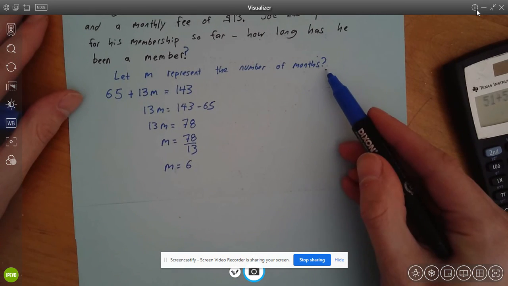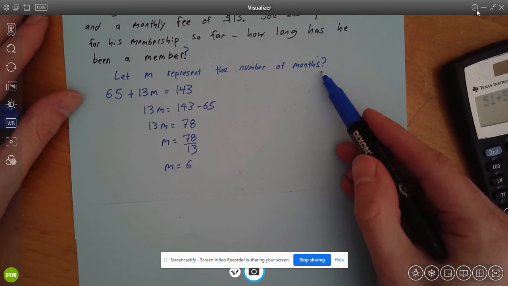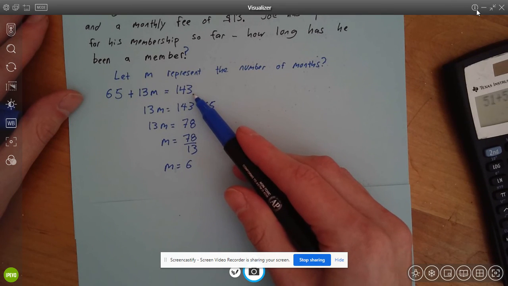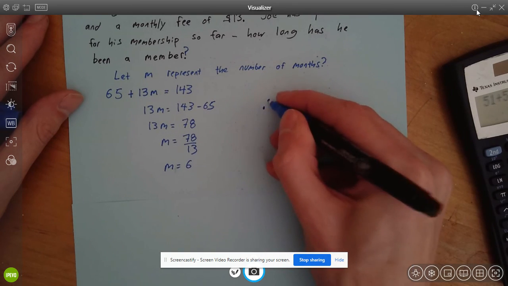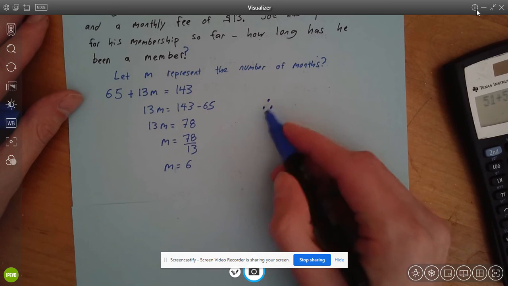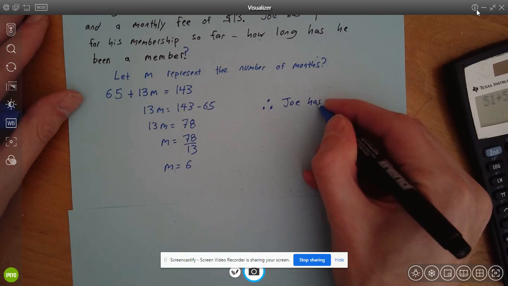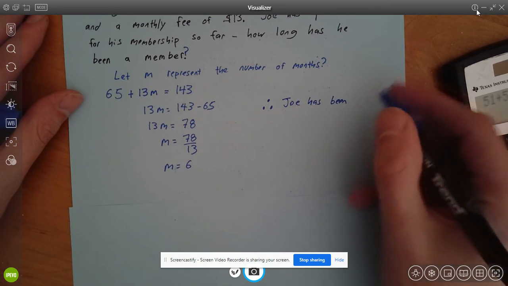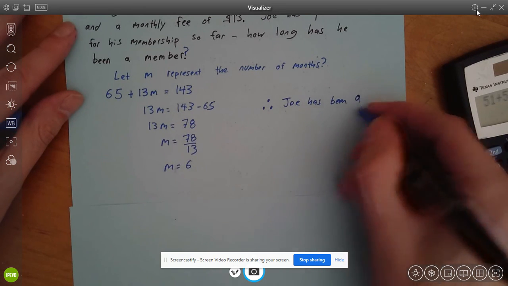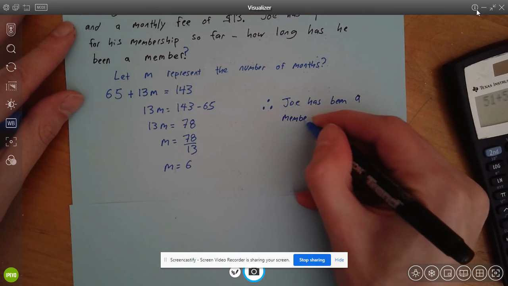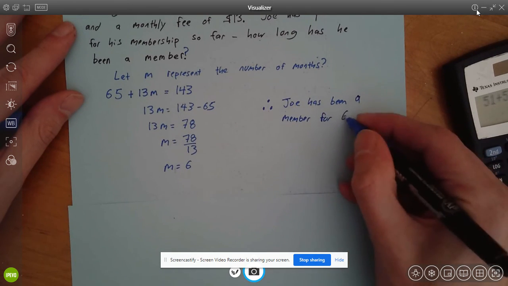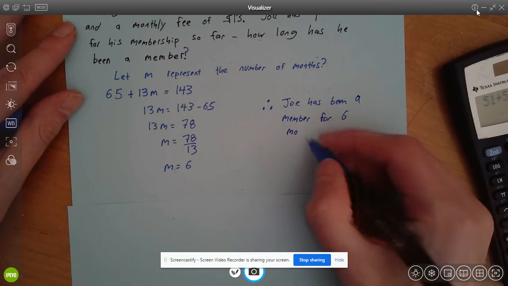So again, I've defined my variable, I've translated my English into math, I've solved the math, and so my last step is to write a therefore statement. These 3 dots mean therefore. Joe has been a member for 6 months.